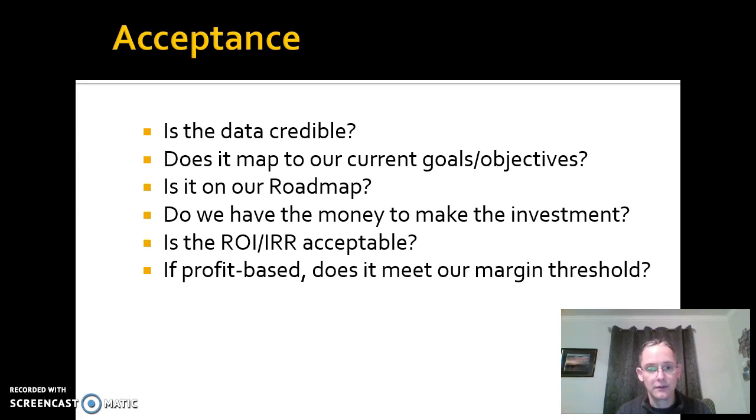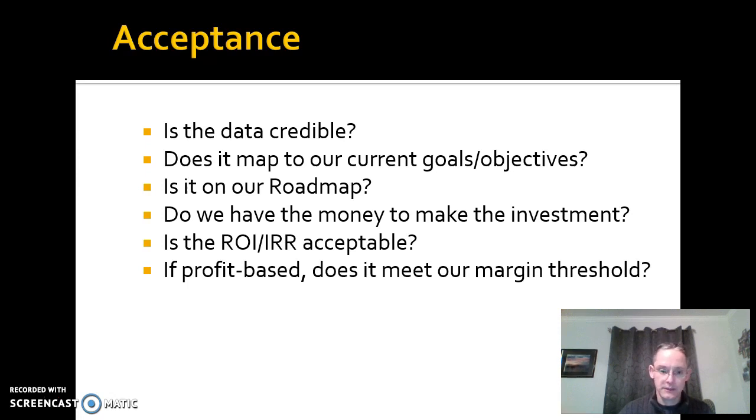Is the data credible? Does it map to the current goals and objectives? So it may be a great idea, but if it doesn't map to the current goals and objectives of the business, then why do it? Is it on their roadmap? Have they already thought through from a strategic planning perspective, like we talked about? Is it on the roadmap of things they want to do? Do we have the money to make the investment? It may be a great idea, but we don't have the capital. I'm not going to move on it.